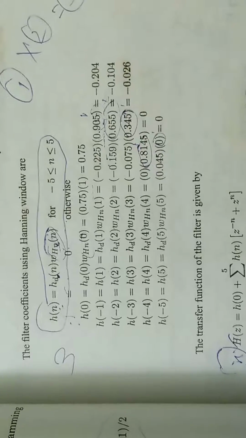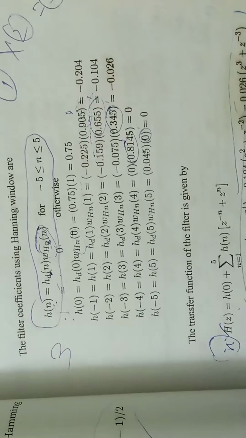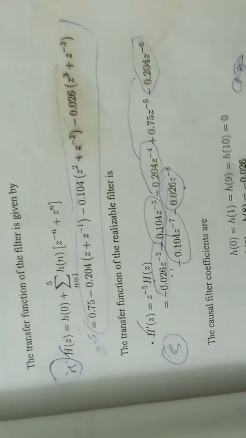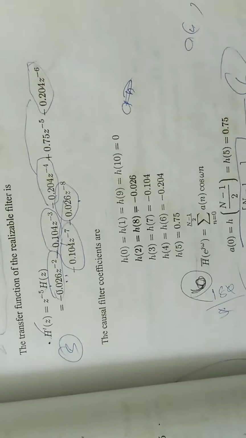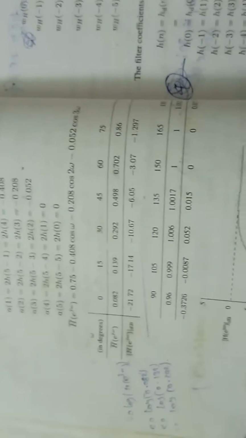Then come back here and just multiply these two. Then it becomes h of n. The remaining process is similar as it is. This becomes the filter coefficients, if you observe that. Then the frequency response, and then you have to plot.